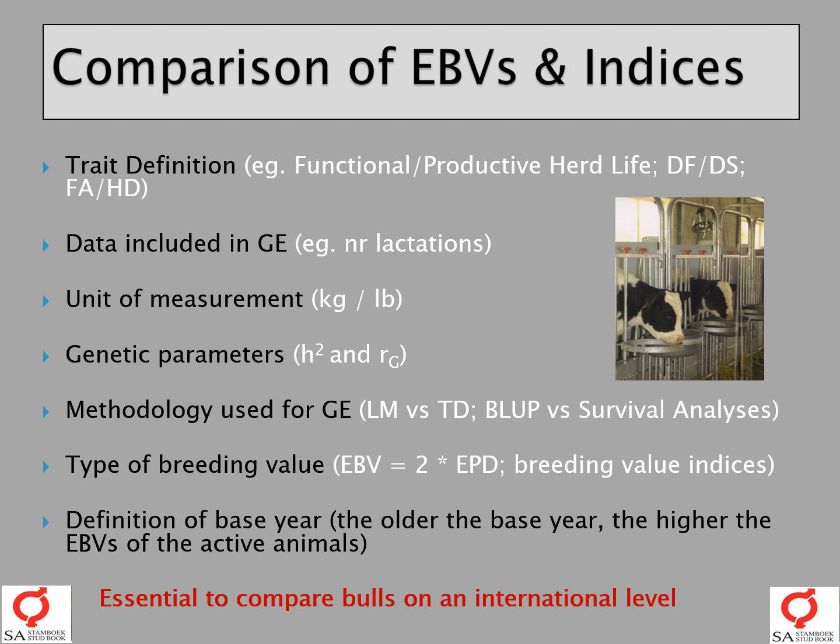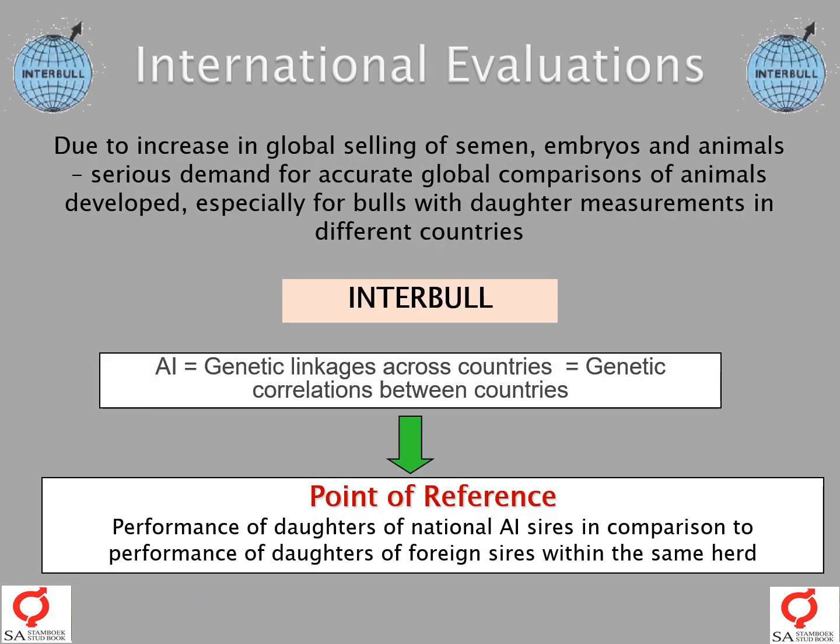However, due to AI, bulls have daughters all across the world, and it has become essential to compare bulls on an international level. Due to the increase in global selling of semen, embryos, and animals, a serious demand for accurate global comparisons of animals developed, especially with regards to bulls having daughters in different countries. And that is why Interbull was established and international genetic evaluations were developed.